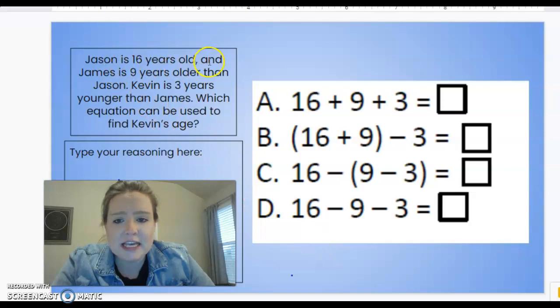So Jason is 16, James is 9 years older than Jason. If James is 9 years older than Jason, what are you going to do with those two numbers? Yes, you're going to add them. And then Kevin is 3 years younger than James. So if we're younger, think about the operation that you do there. Which equation can be used to find Kevin's age?